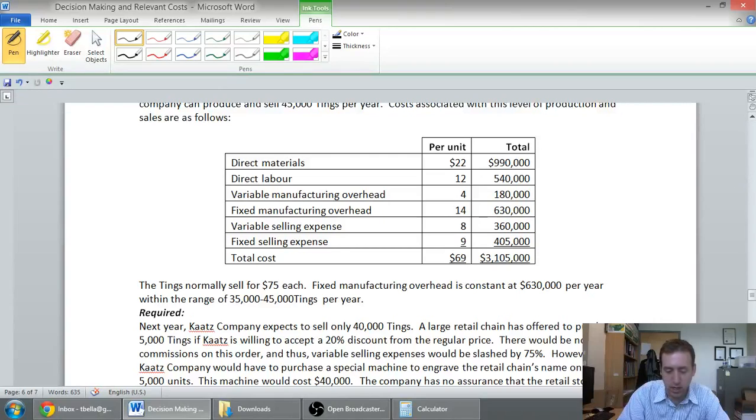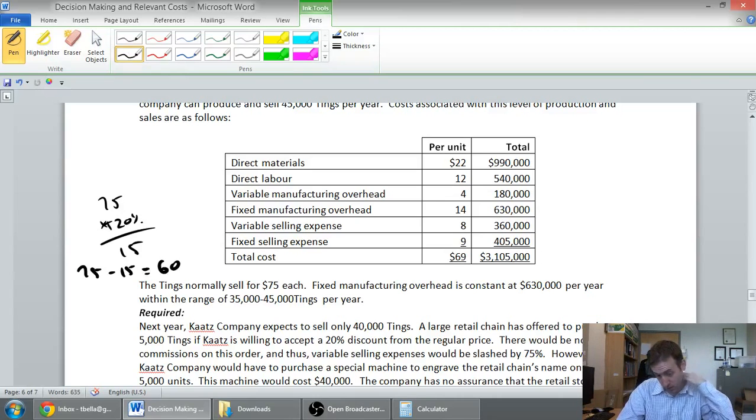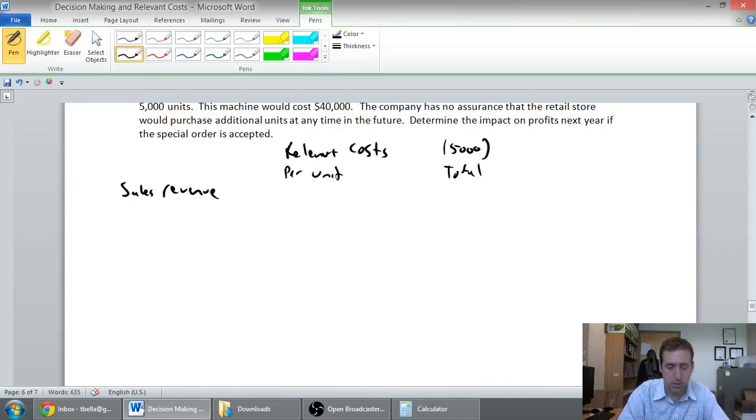We're going to sell these guys 5,000 units, and they're going to pay us, well, not 75 bucks, but 20% off 75 bucks. 75 times 20% equals 15 bucks. So they get a $15 discount. So they're not going to pay 75. 75 minus 15, they're going to pay 60 for their 5,000 units. So they're paying us $60. 5,000 units at $60 is $300,000. So we're going to have $300,000 flow in.